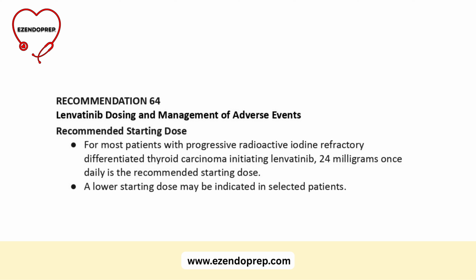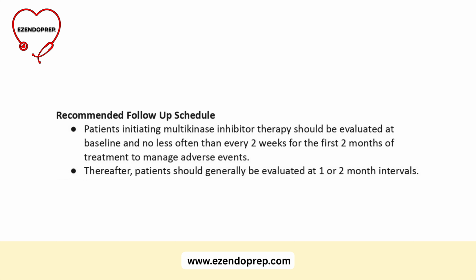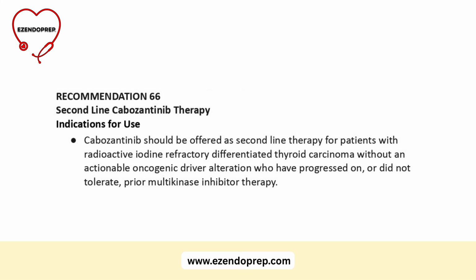The usual starting dose of lenvatinib is 24 milligrams daily, although some patients may need a lower dose. Dose interruptions and reductions are important tools for managing side effects. Managing side effects is critical to success with these therapies. Patients should be assessed at baseline, then every 2 weeks for the first 2 months, and then every 1 to 2 months after that. If a patient progresses after or cannot tolerate first-line multikinase inhibitors, the second-line treatment is cabozantinib.